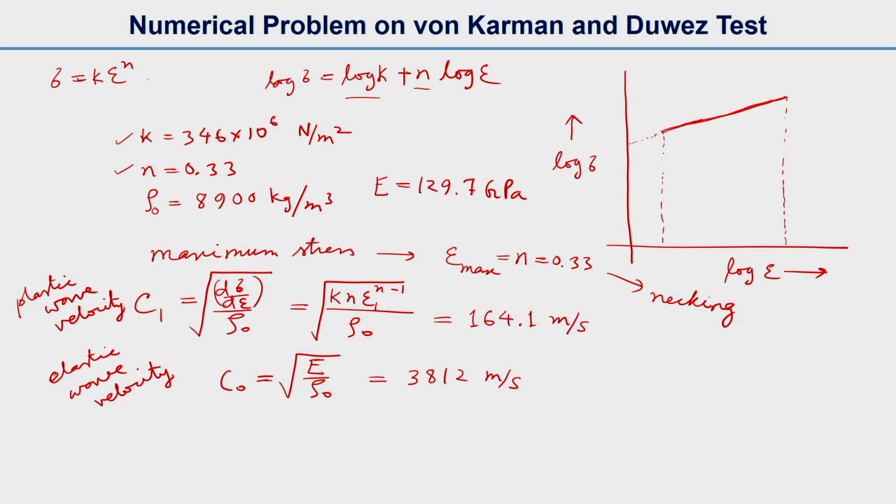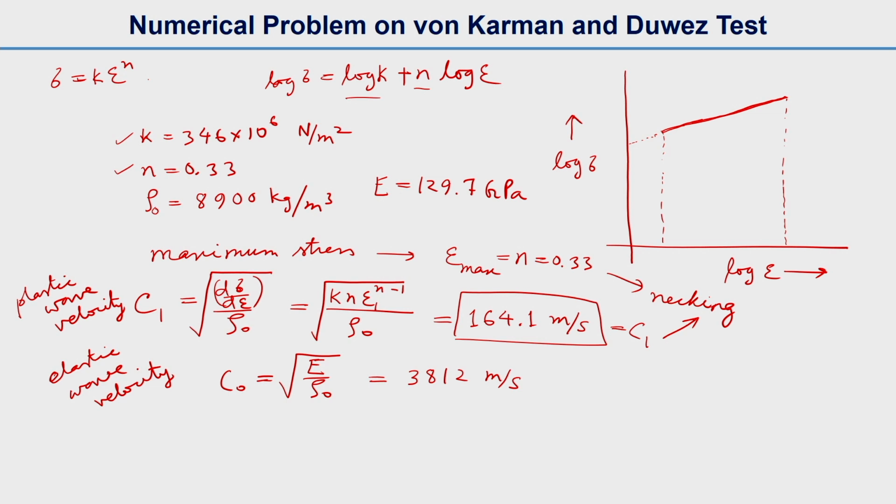So this is actually true for a slender bar or cylinder, not for an unbounded medium. So this is the maximum plastic wave velocity, 164.1 meters per second, which corresponds to necking. If the plastic wave velocity is above that, the wire will break. The wire will not withstand more plastic deformation.